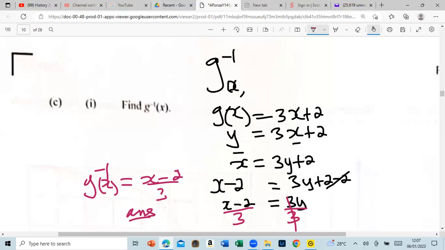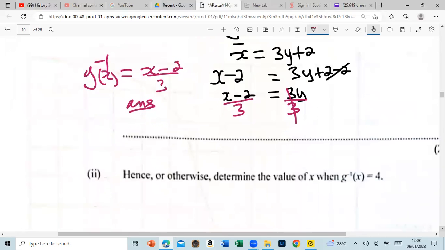Let's see what the next question says. It says, calculate the value of x if g inverse of x equals 4. So guess what, guys? We already know what g inverse is because we just calculated it up there, and that was x minus 2 over 3. And they say we must equate this to 4. So just put in a little equal sign, equal 4, and then we determine the value for x.